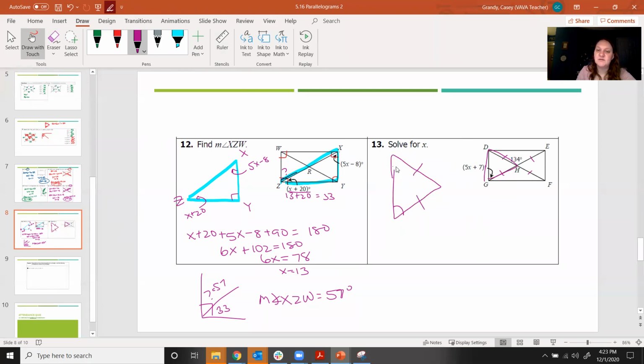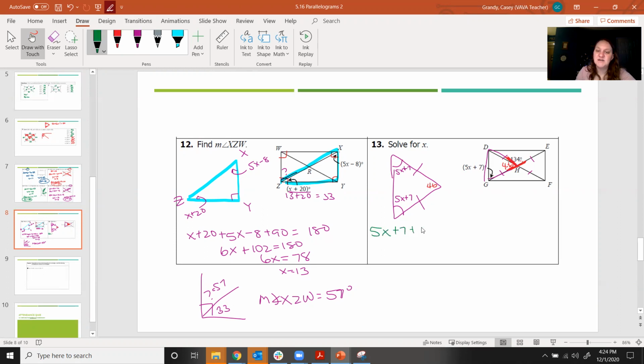And here are the base angles. Base angles have to be congruent in an isosceles. So if this is 5x plus 7, so is this one. And I know that this angle over here is 134, but I see a linear pair. These two angles have to add up to 180. 180 minus 134 is 46. So this is 46.